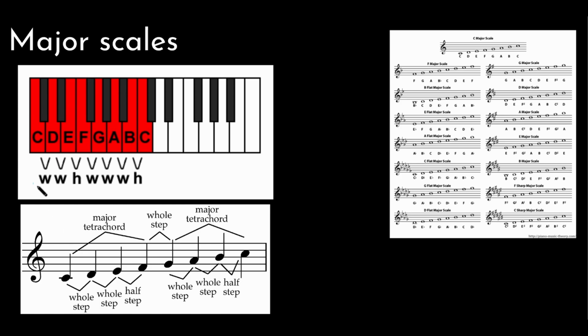The major tetrachord is whole step, whole step, half step, which is separated by a whole step, and then another whole step, whole step, half step. Again, a tetrachord. And you can use this for any major scale. I mean, try it for yourself with A flat, F major, or B flat.